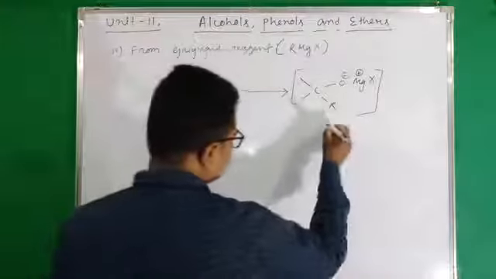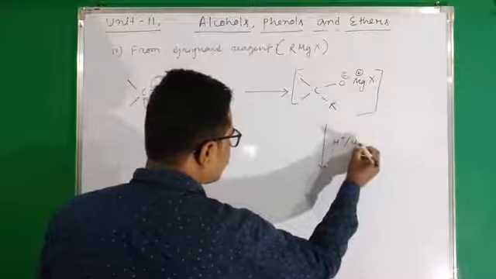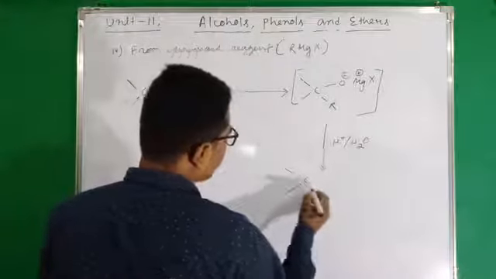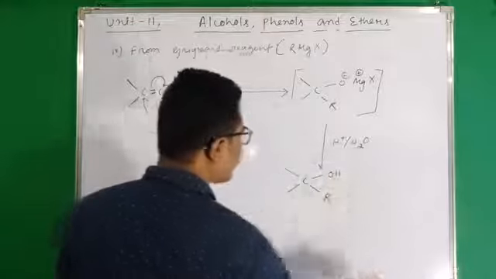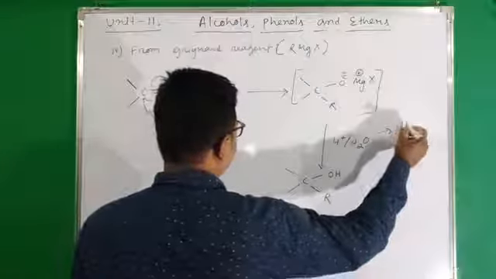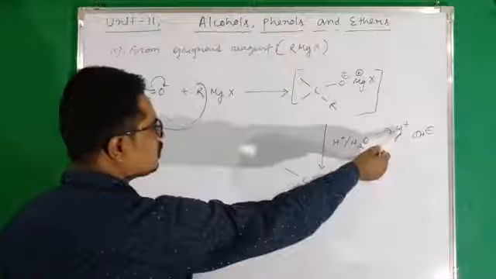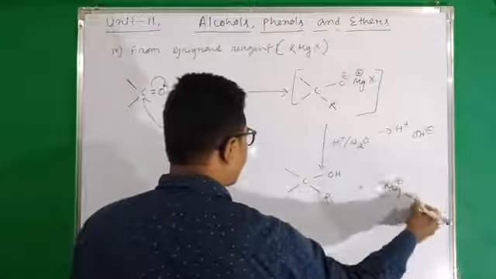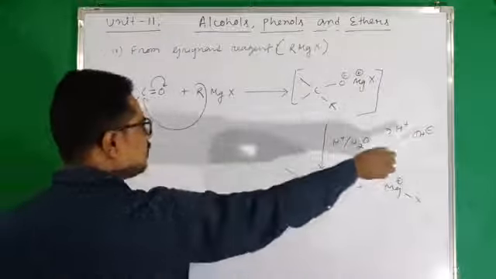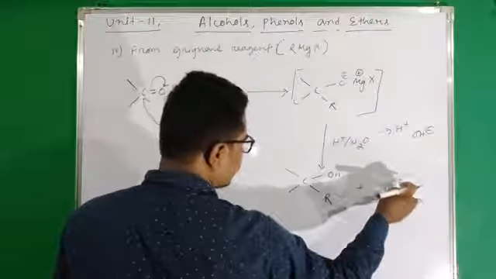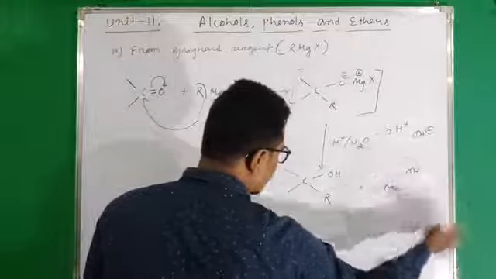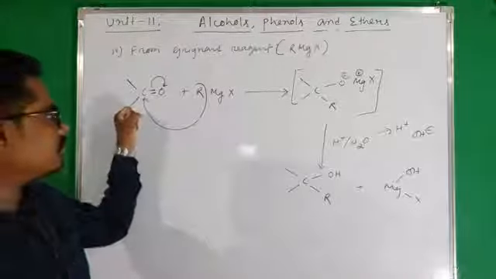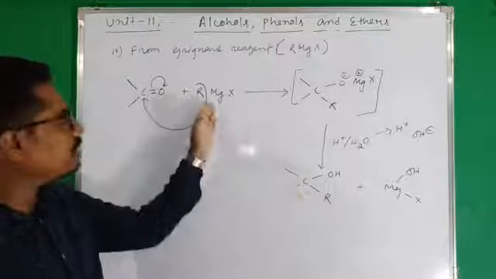In the next step, since a salt is formed, we have to hydrolyze the salt, and after hydrolysis we will get the final alcohol. Water will break to form H positive and OH negative. This H positive will attach with the oxygen to form OH, and now magnesium positive and X will break down, and this OH negative will attach with the magnesium positive to form MgOH. So we have converted aldehydes or ketones to alcohol by using Grignard reagent.